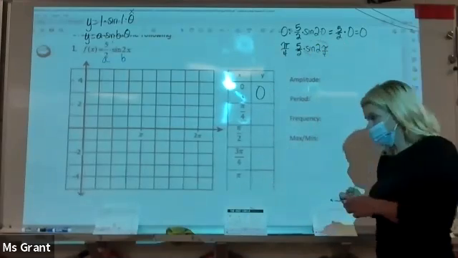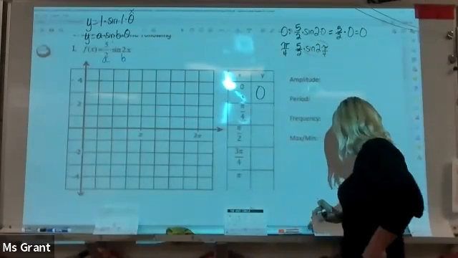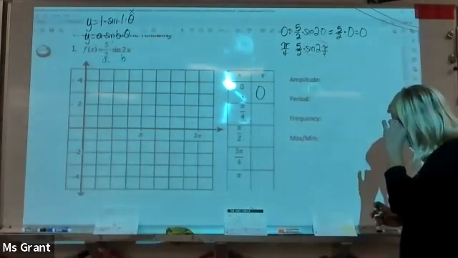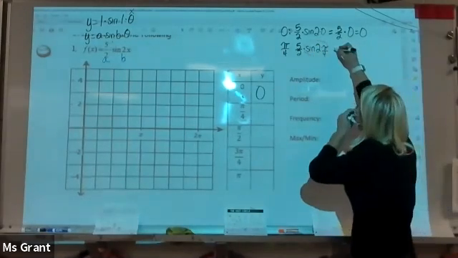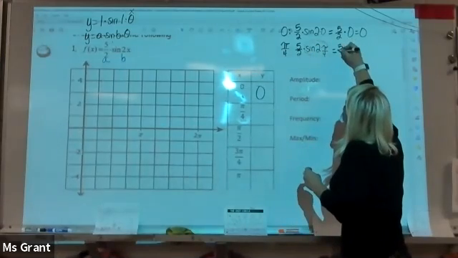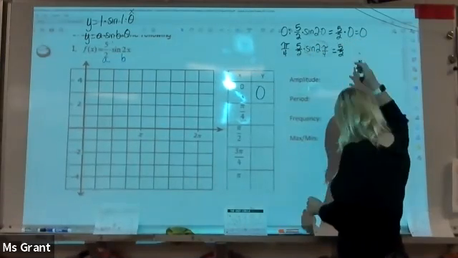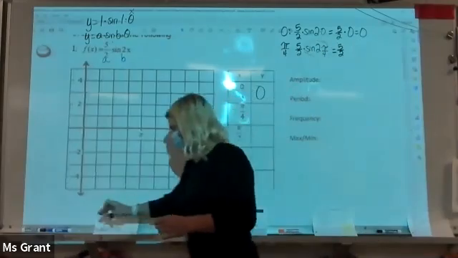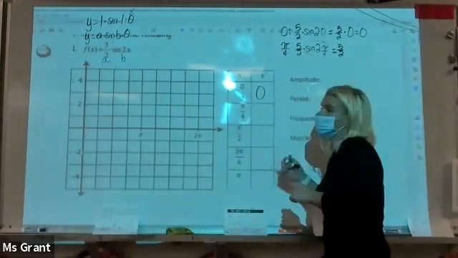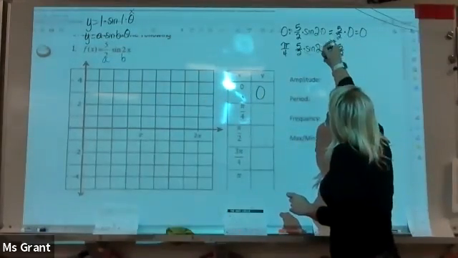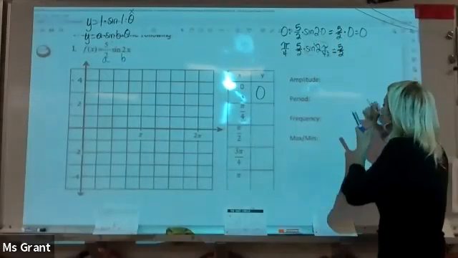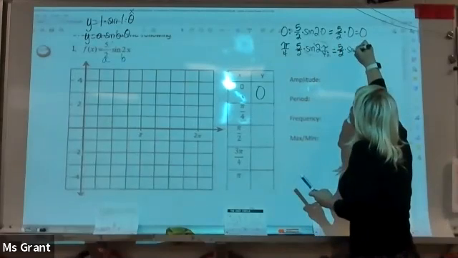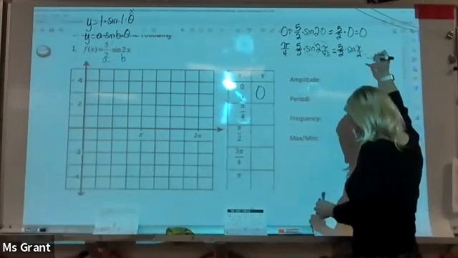What is 2 times pi over 4? Well, I can cross simplify with the 2 and the 4, or 2 pi over 4. Isn't it pi over 2? Times sine of pi over 2.